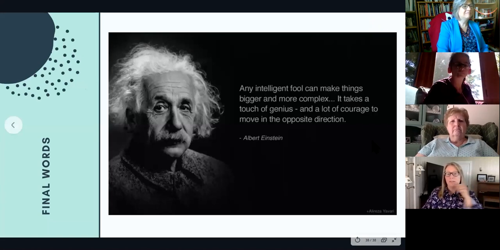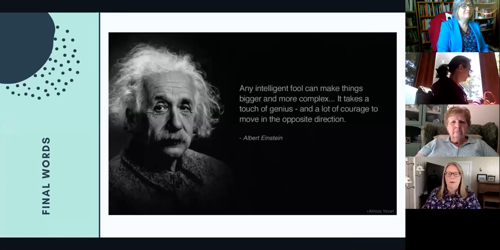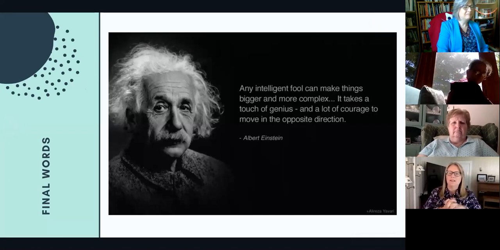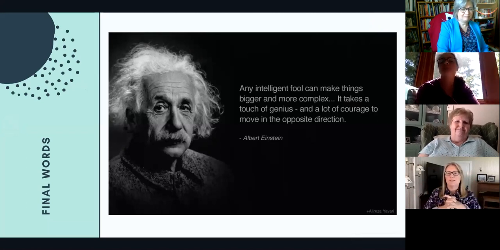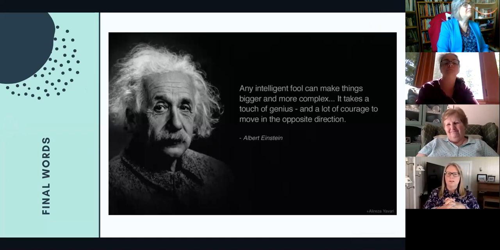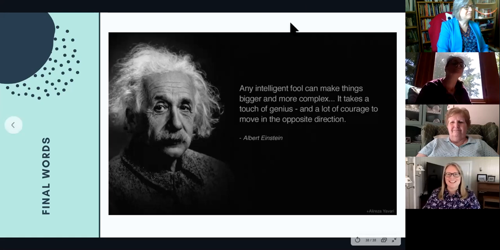Just to close, I put this quote up. We won't have time to share out, but I found this by Einstein: Any intelligent fool can make things bigger and more complex, which is what we tend to do with our grading systems. It takes a touch of genius and a lot of courage to move in the opposite direction. So I commend all of you for taking the courage to look at and consider what could be done differently. And I hope you will take a little bit of time to look at the Padlet and see what other groups posted later. So thanks for coming in today.